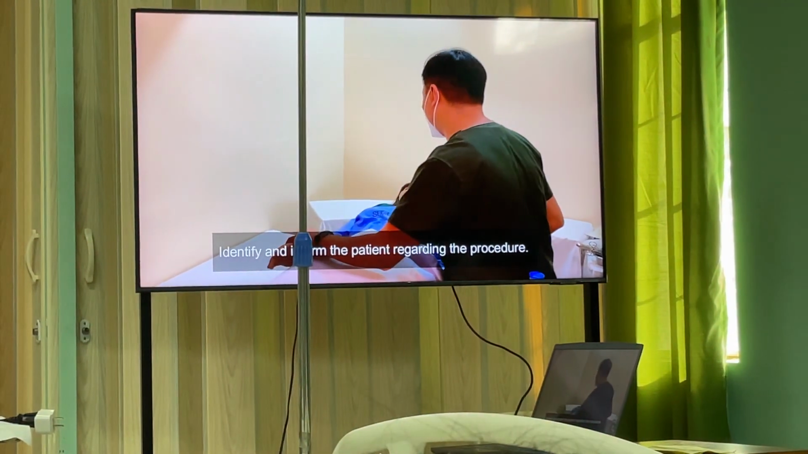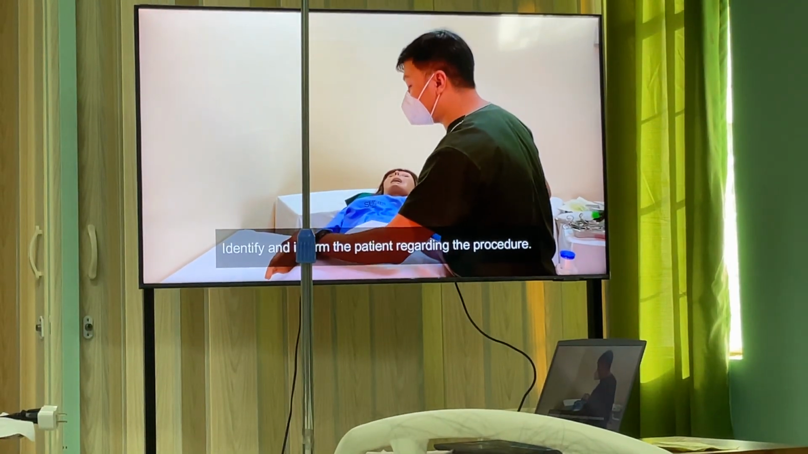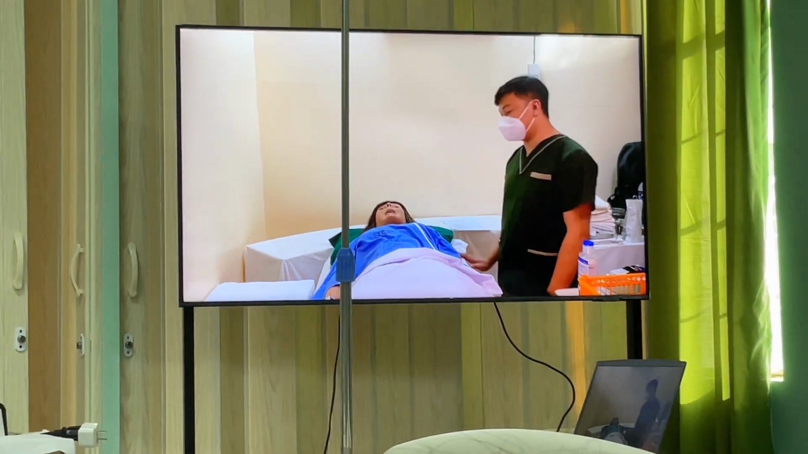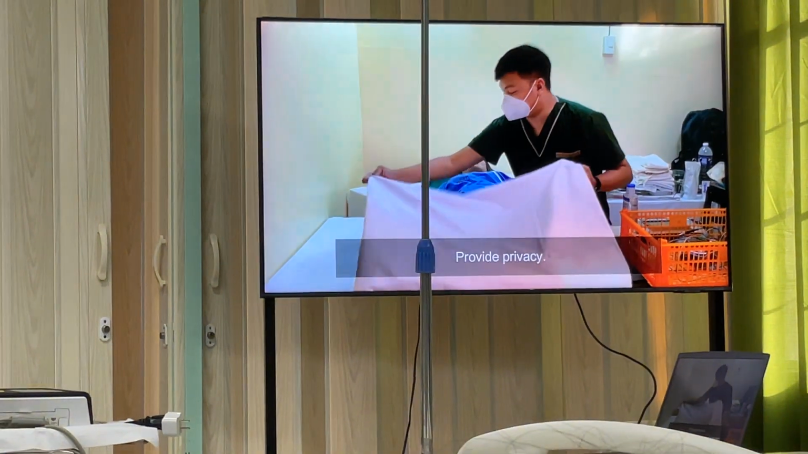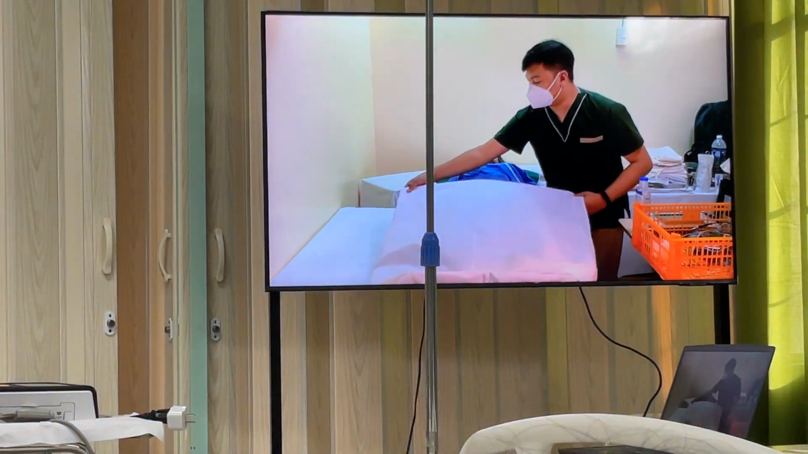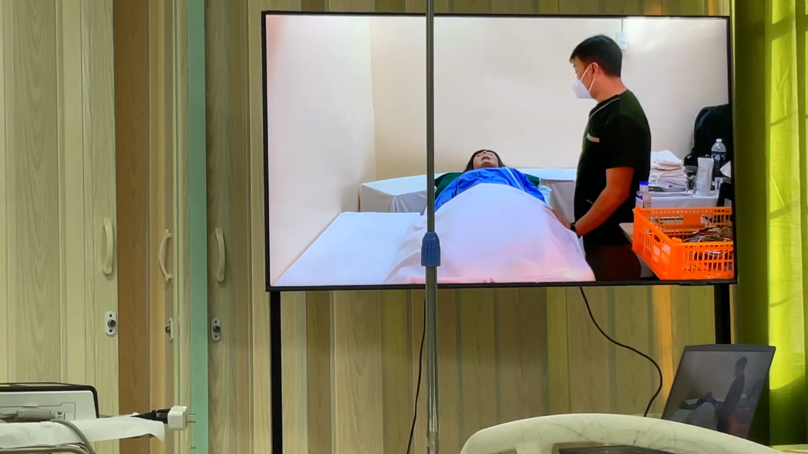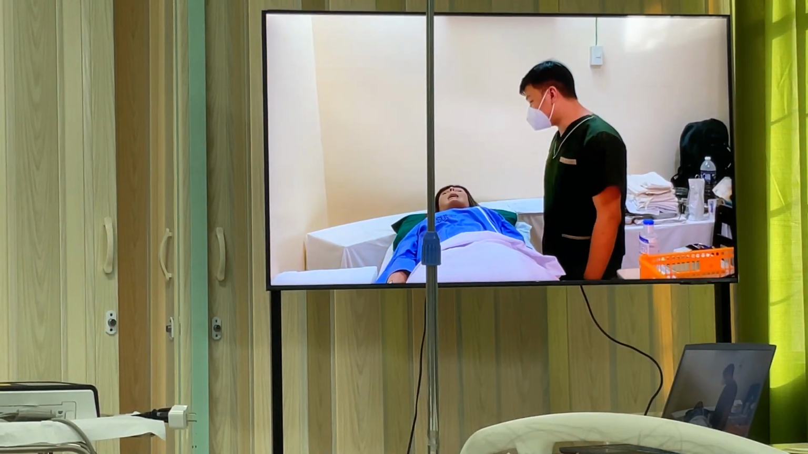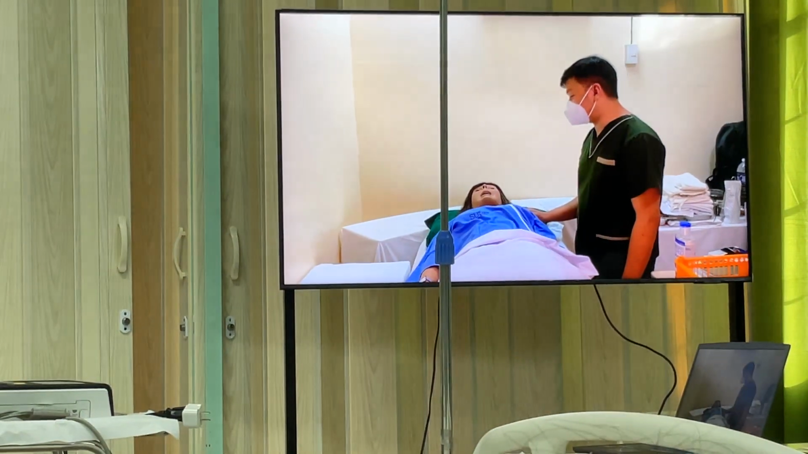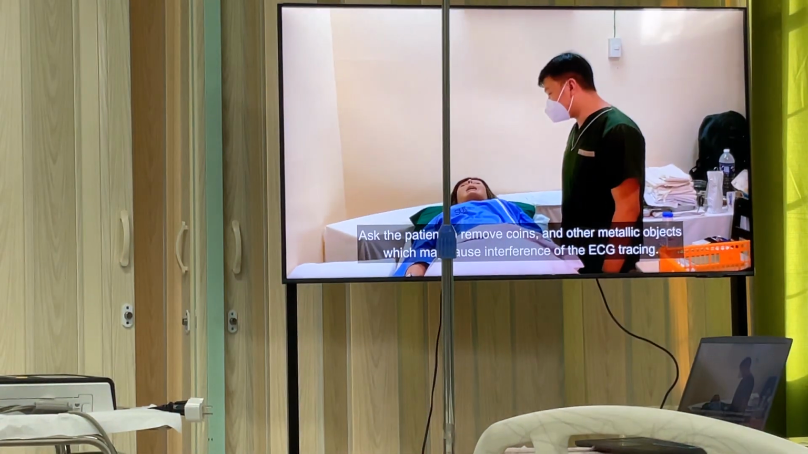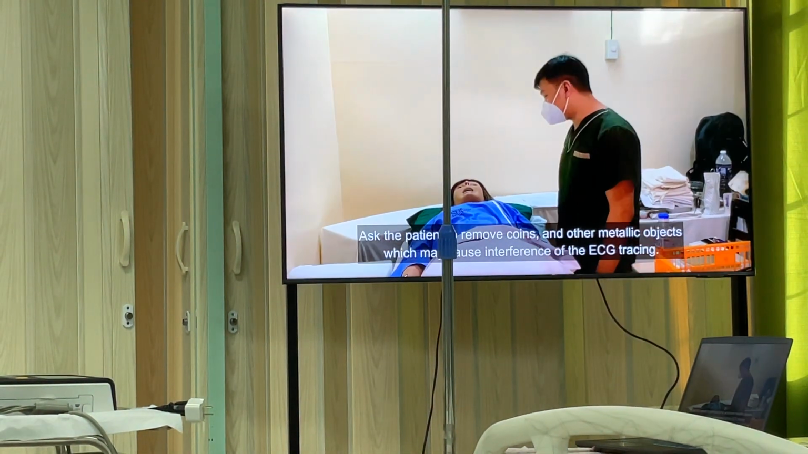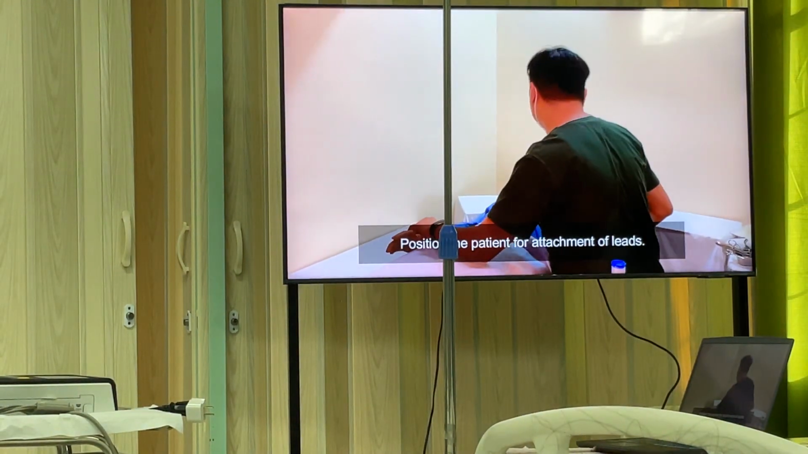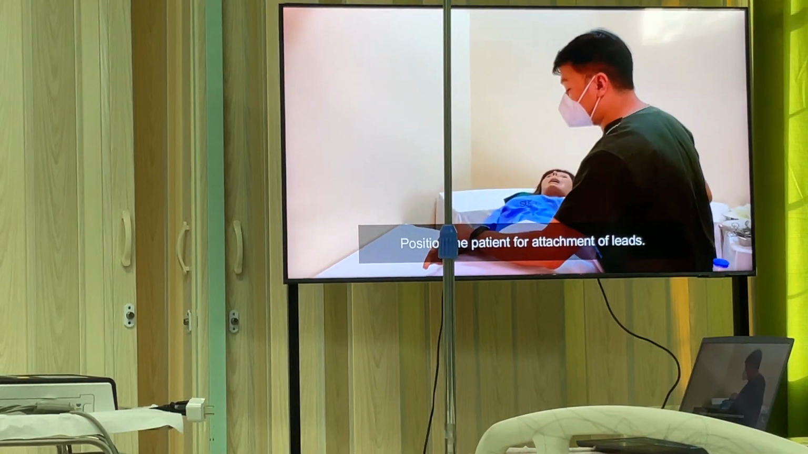Identify and inform the patient regarding the procedure. Provide privacy. Close curtains around bed and close the door to the room. If possible, ask the patient to lie still and breathe normally. Ask the patient to remove coins and other metallic objects which may cause interference of the ECG tracing. Position the patient for the attachment of leads.